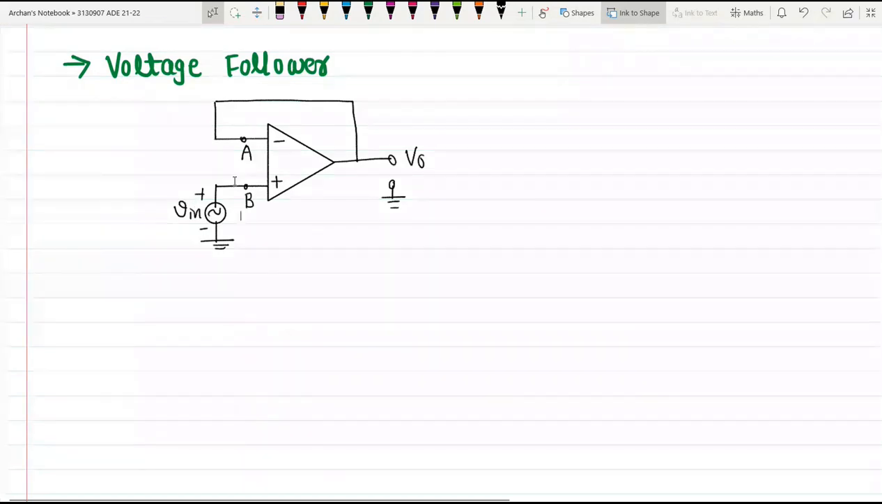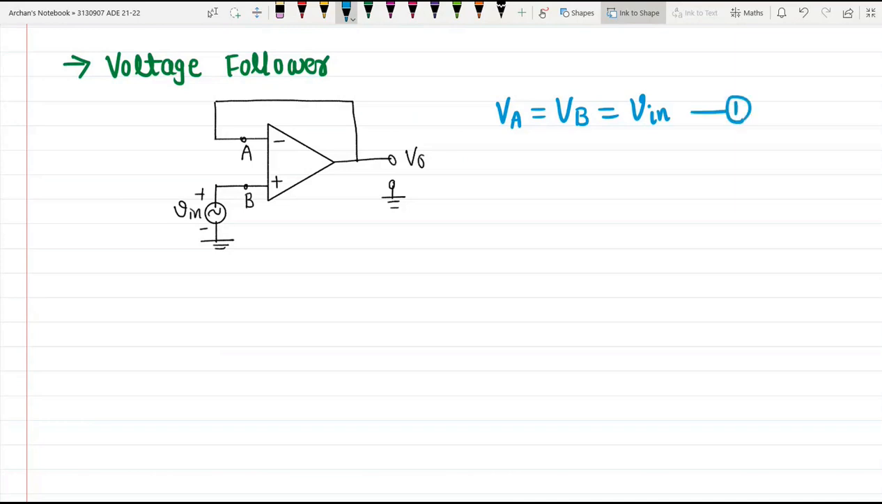Now, what should be the potential at node A according to the virtual ground concept? Node A will be at the same potential as that of node B, right? So VA and VB in this case will be equal to V in. We have VA equal to VB equal to input voltage V in, right?